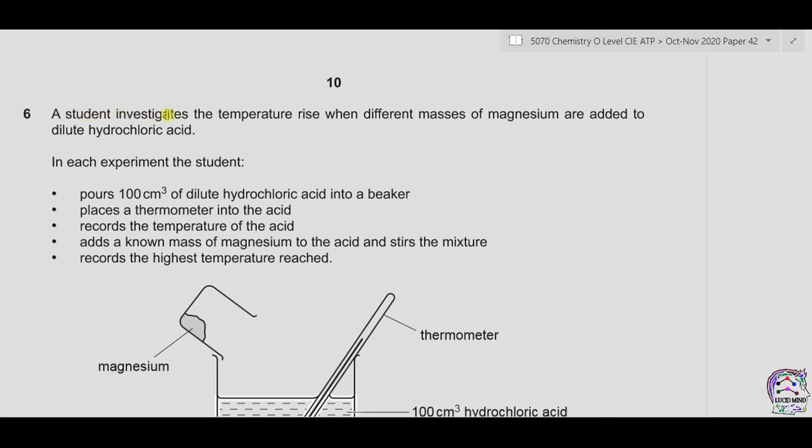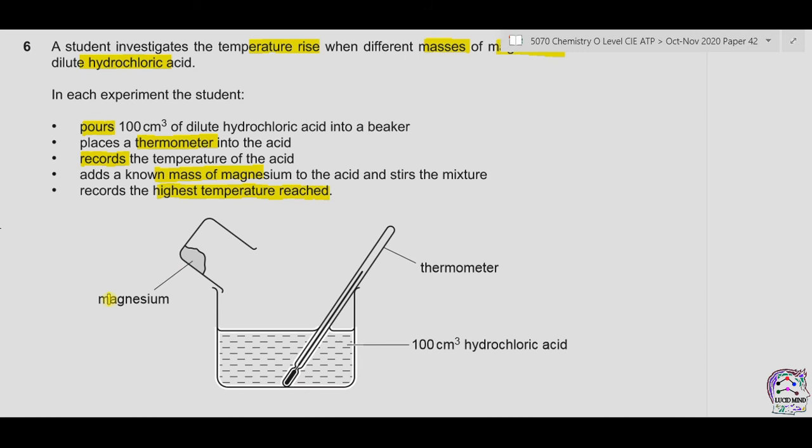Question number 6. A student investigates the temperature rise when different masses of magnesium are added to dilute hydrochloric acid. In each experiment, the student pours 100 cm³ of dilute hydrochloric acid into a beaker. Second, places a thermometer into the acid. Third, records the temperature of the acid. Fourth, he adds a known mass of magnesium to the acid and stirs the mixture. And last, records the highest temperature reached. This is the diagram. Magnesium is being poured into the solution of 100 cm³ hydrochloric acid and the student uses a thermometer.